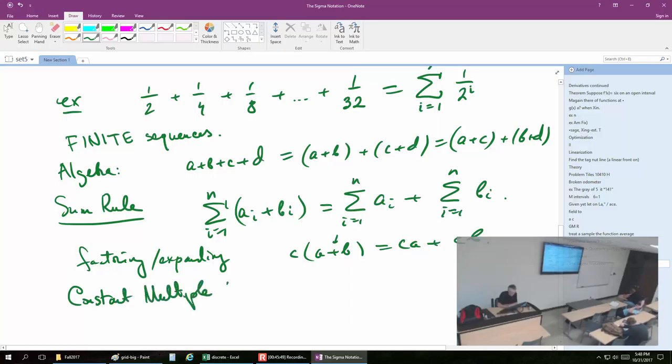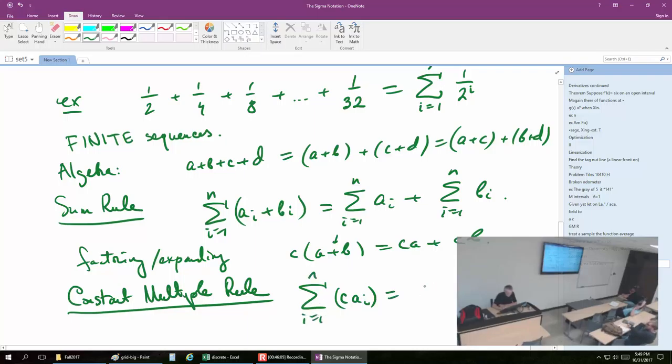Or rather, factoring versus expanding. I don't want to say FOIL, but that's what it's about. So if I have C(A + B), it is equal to CA + CB, right? So I can do the same with summation, meaning that instead of having one sum here, I could have many. Okay, so this is what I'm talking about. It's called the constant multiple rule.